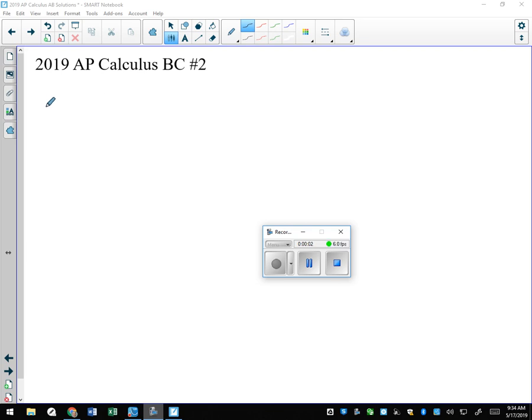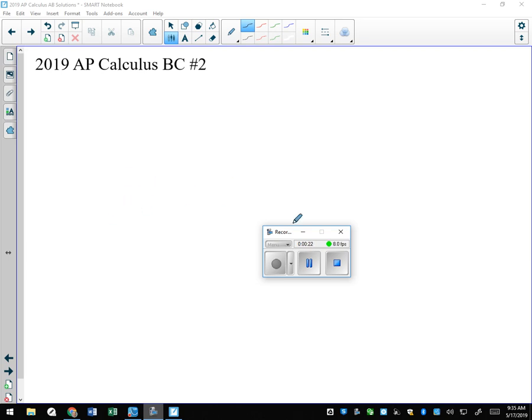Right, so here's the 2019 BC exam, question number 2. I've not worked this problem or read it yet, so hopefully I do okay. I just wanted to solve it in real time here. S is a region bounded by a polar curve, r equals 3 root theta sine theta squared.